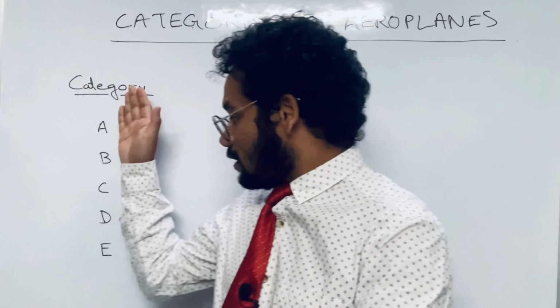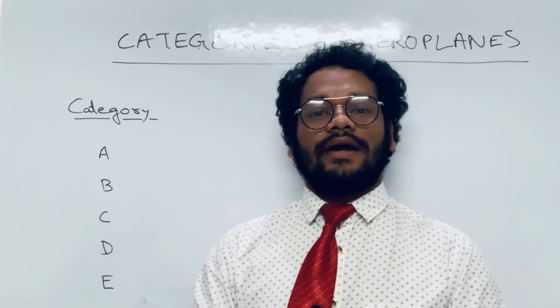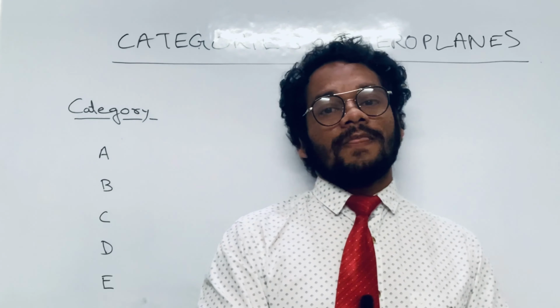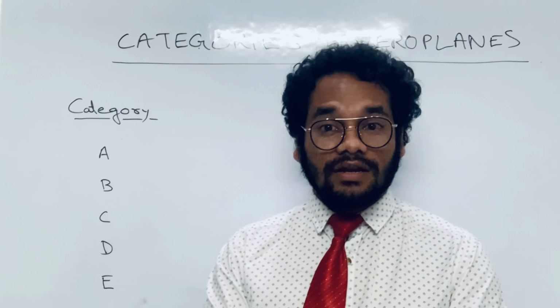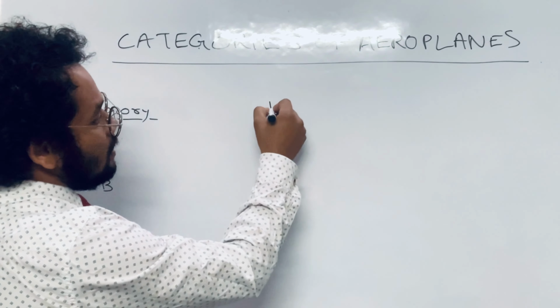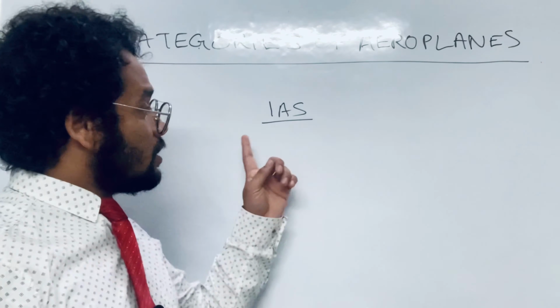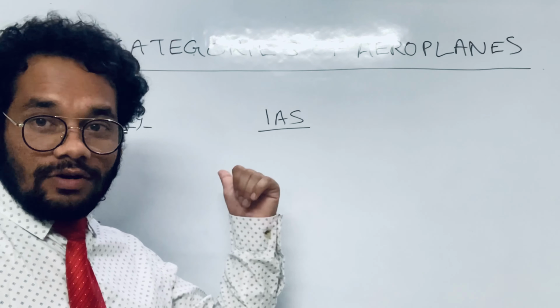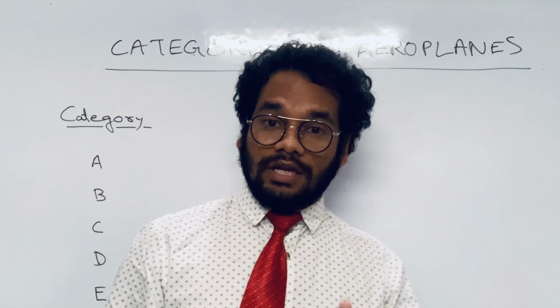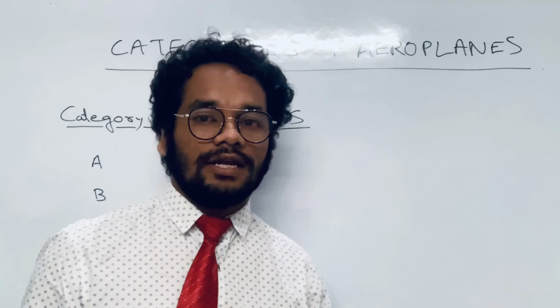These 5 categories of airplanes are established on the basis of their indicated airspeed at the threshold when the aircraft will be in landing configuration with maximum certificated landing mass. So I'll write here IAS, that is the indicated airspeed. Which indicated airspeed, in which situation am I considering to identify the category of aircraft? When the aircraft is at the threshold and in landing configuration with maximum certificated landing mass.